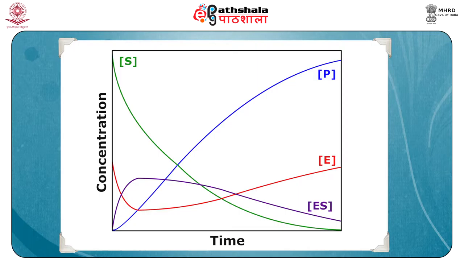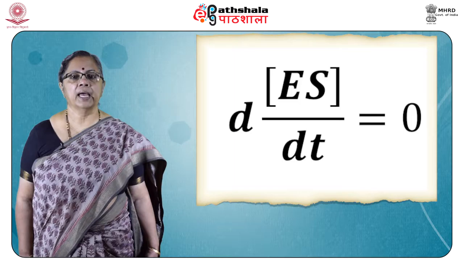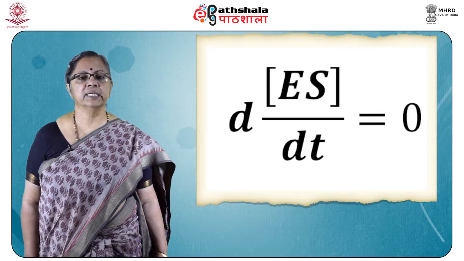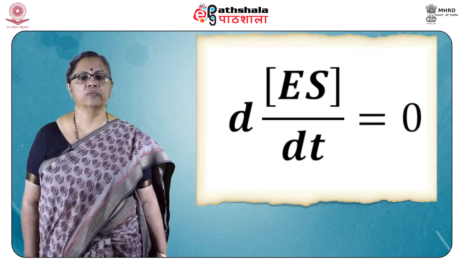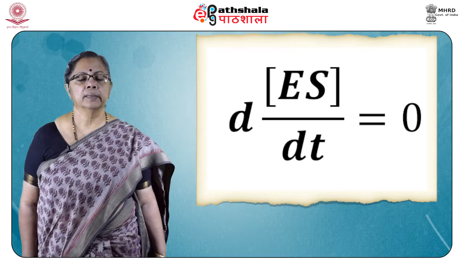This was described by George E. Briggs and John B. S. Haldane as the steady state, and therefore the change in concentration of ES by dt is equal to zero. This was an assumption made with a fair degree of accuracy and is called the steady state hypothesis. During a period wherein substrate is in excess of enzyme, this is true. Only when the substrate depletes and excess product is formed will the assumption be invalid.